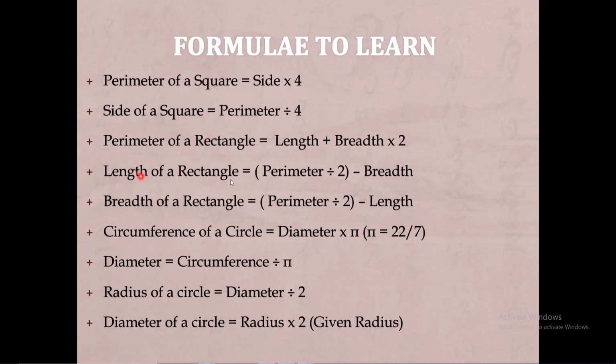How do you find the length of a rectangle? Perimeter divided by 2, take away breadth. How do you find the breadth of a rectangle? Perimeter divided by 2, take away length. This, as I said, will not come in the exam, but we will discuss it at some point in time. Circumference of a circle, diameter by pi. See that there? You notice I don't have the word P-I-E there. If you were listening to me, you would have heard me say circumference of a circle equals diameter by pi.